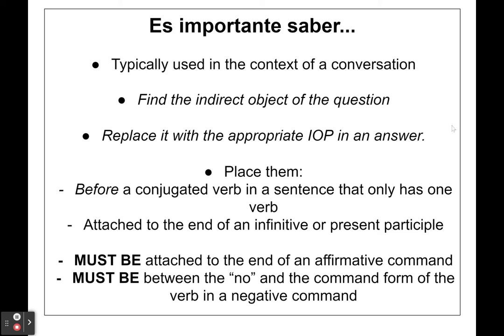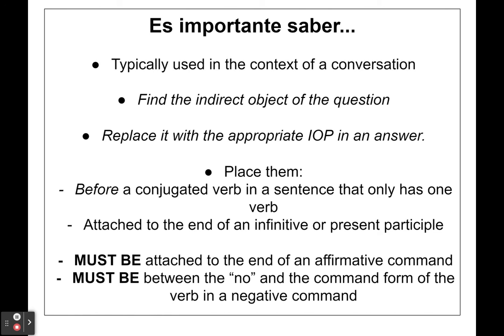Finally, this is going to look very similar to what we've been doing so far. But into the back of Página 2, what you have to write here on Página 4. So it's important to know that these are, once again, typically used in the context of a conversation, that you need to find the indirect object of the question, replace it with the correct indirect object pronoun in the answer, okay? And be aware, as you could see in those examples there, that the indirect object pronoun that you use in the answer may not be the one that you use if you only replace it in the question. We'll go over that a little bit, once again, in more detail in class, okay?